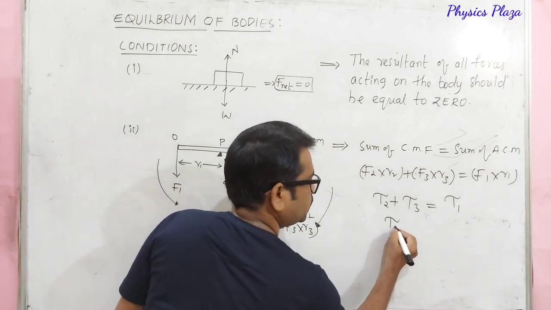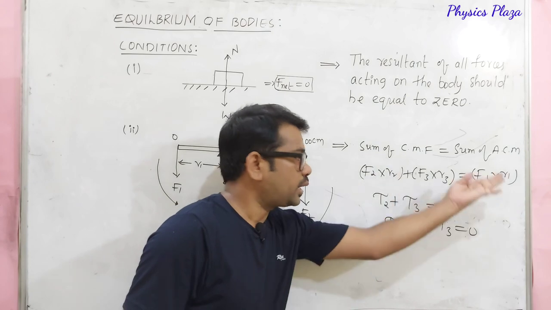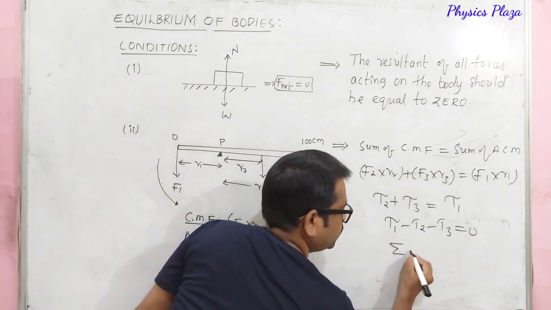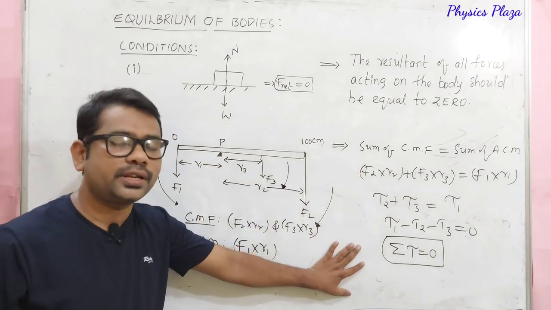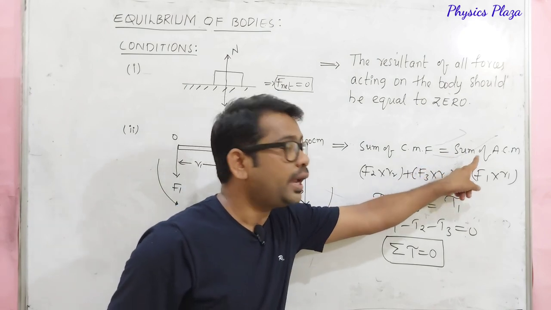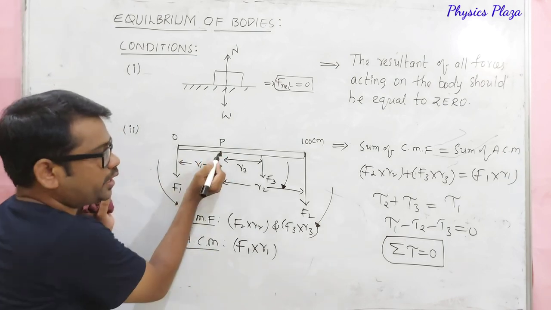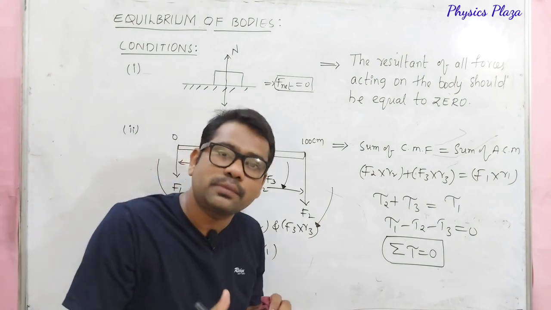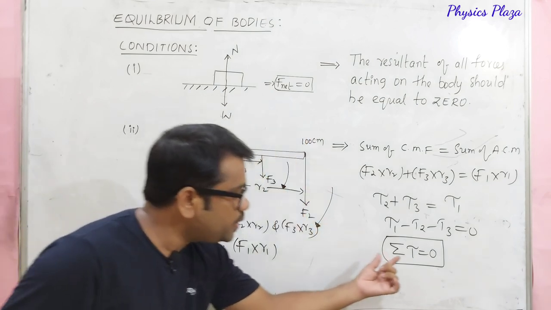So this we can represent as tau 2 plus tau 3 is equal to tau 1. Which means what here? Tau 1 minus tau 2 minus tau 3 is equal to 0. You can take tau 2 and tau 3 to the right side, or keep tau 1 on the left side also. It does not matter. If you see the algebraic sum, dear children, it should be 0. So this is the second condition. What is the second condition, dear children? The sum of the clockwise moments of force must be equal to the sum of the anti-clockwise moments of force. Or we can say like this also: about this point of rotation, the clockwise moments of force must be equal to the anti-clockwise moments of force, or the algebraic sum of the moments of all forces acting on the body must be 0.